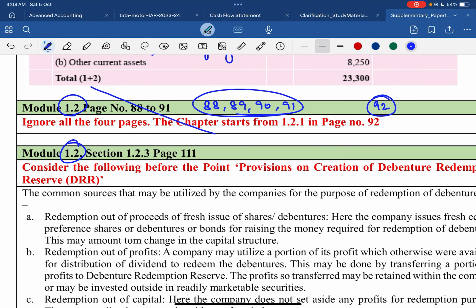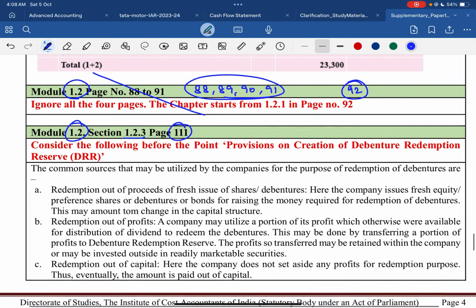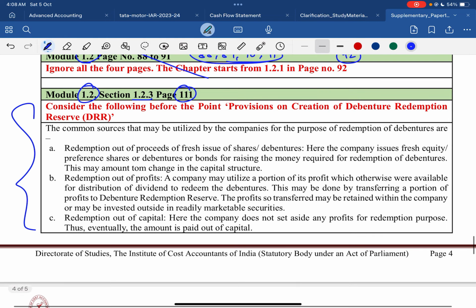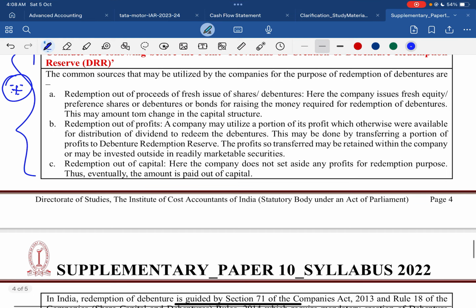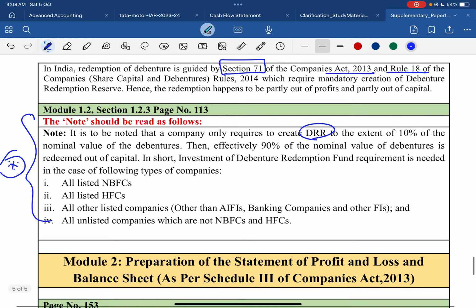Module 1.2, section 1.2.3, page number 111. These 3 points are most important for DRR creation. So keep this as important for examination. If it is already there, okay. If it is not there, take this as a screenshot. Then this, based on Section 71 of the Companies Act, read with Rule 18 only, we will do that. And this is the second important point related to DRR, debenture redemption reserve. So make this a most important thing.